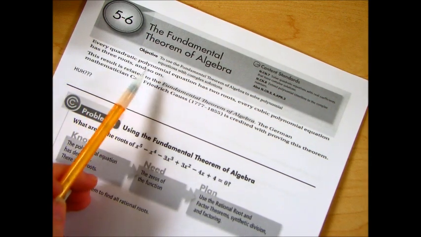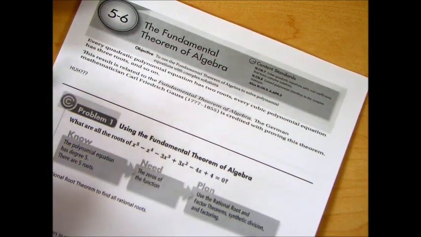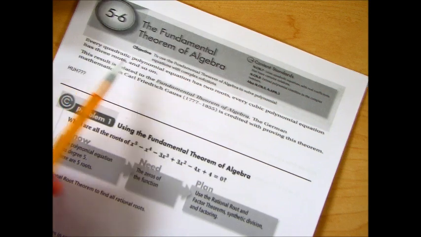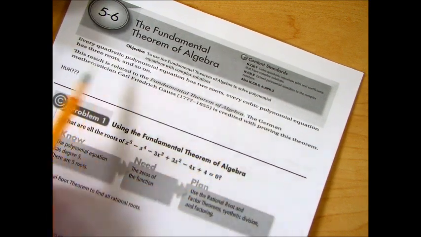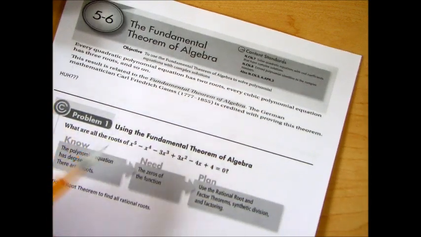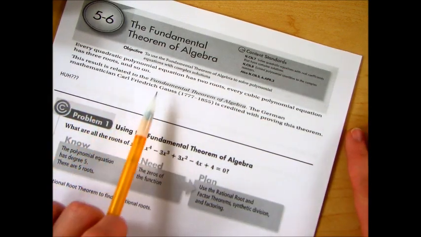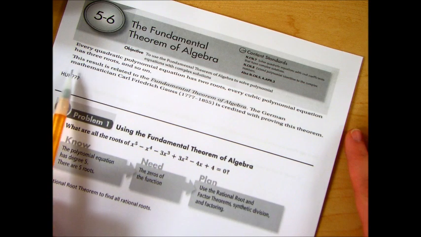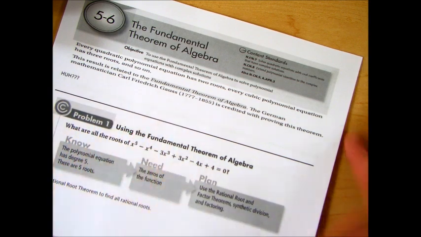Every quadratic polynomial, which means x squared, has two roots. Every cubic is going to have three roots. Every fourth degree polynomial will have four, and so on. This result is related to the Fundamental Theorem of Algebra. The German mathematician, Gauss, is credited with proving this theorem.